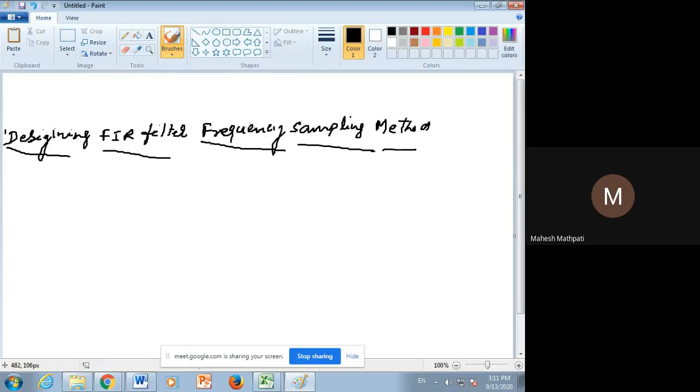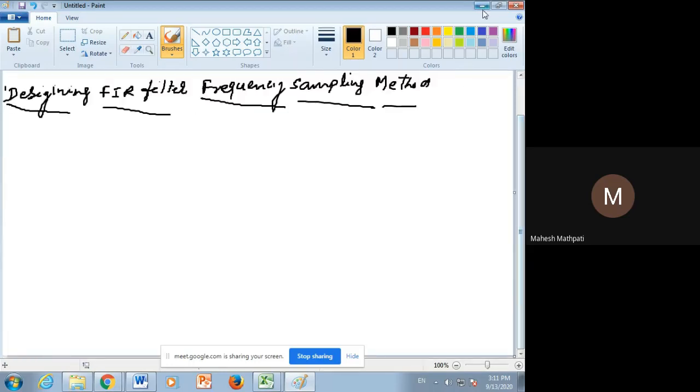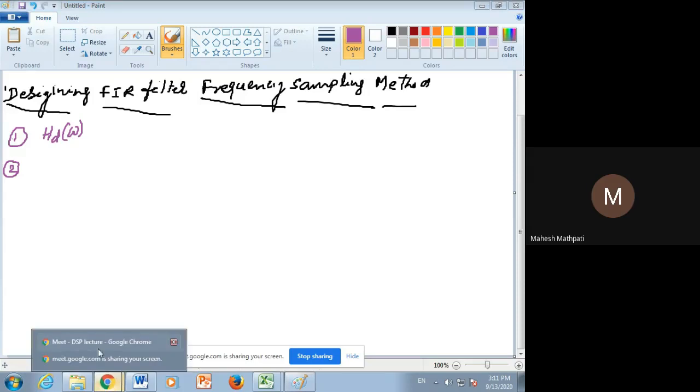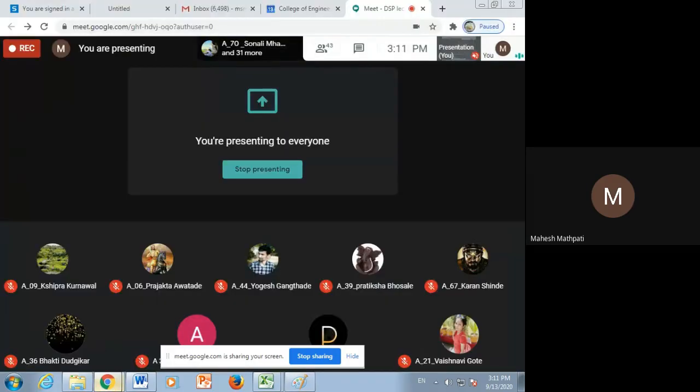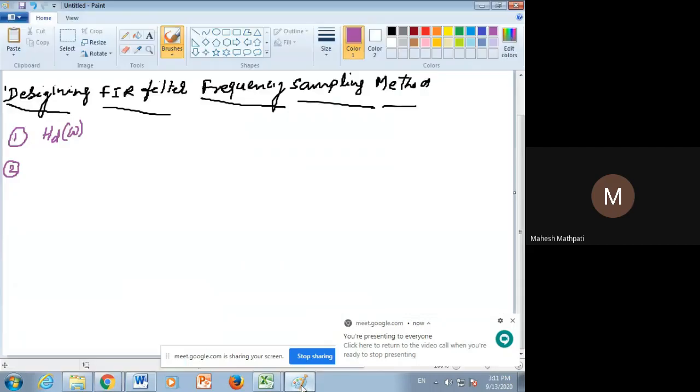The first one is, just write the first step. Step 1: note the value of desired frequency response. We are calling it HD of omega.